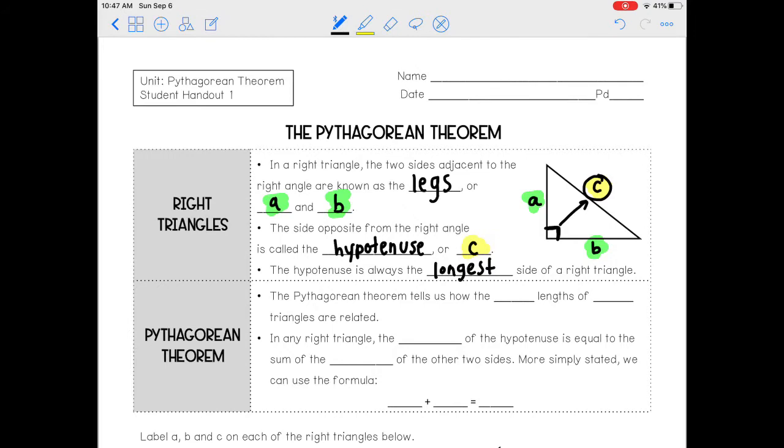Pythagorean theorem. The Pythagorean theorem tells us how the side lengths of the right triangle are related. In any right triangle, the square of the hypotenuse is equal to the sum of the squares of the other two sides. More simply stated, we can use the formula a squared plus b squared equals c squared.